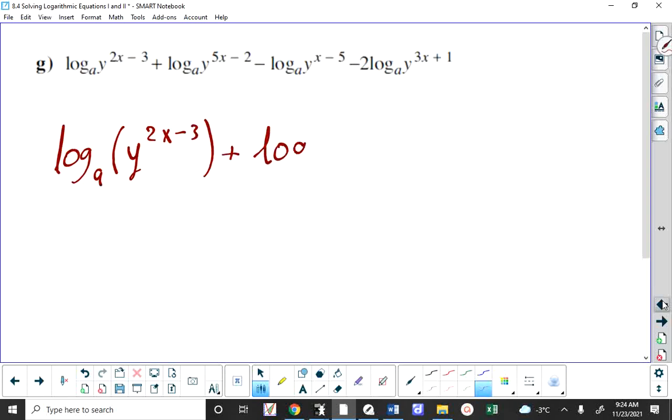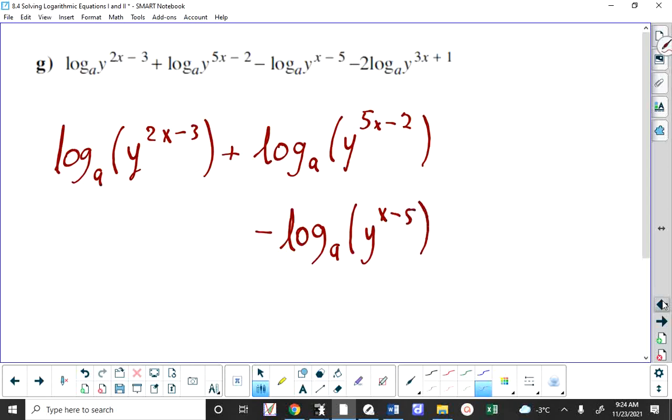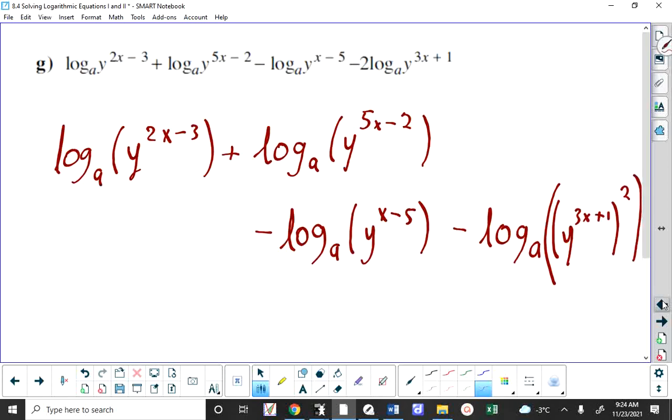So I'm just rewriting the first few terms. I'm putting brackets around the entire argument because I've made a vow to myself to start doing that. I've run out of room, so I'm just going to continue this on the next line. Log base A of y to the x minus 5. And then I have minus log base A of y to the 3x plus 1 raised to the 2 because of the power law for logarithms.